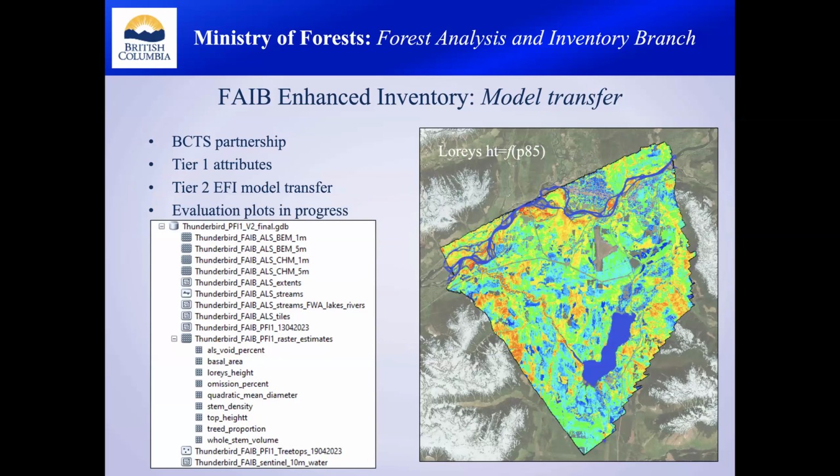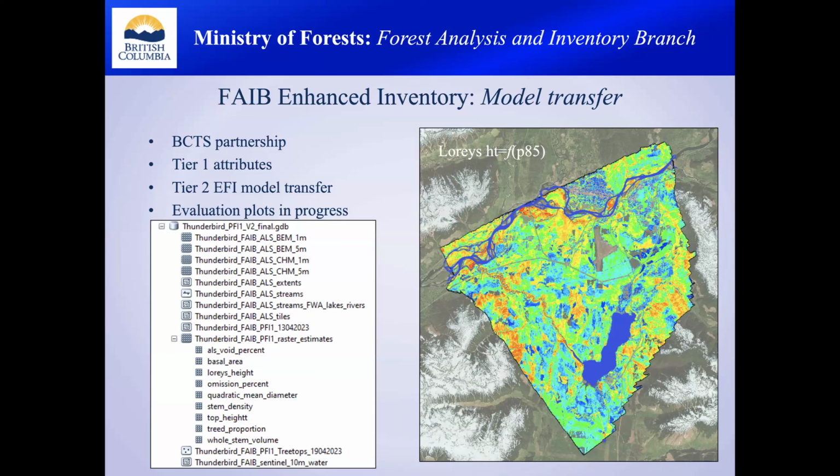We also have some ongoing work with BC Timber Sales. They're really interested in having some of our EFIs for some of their areas. This one in particular is near Terrace, BC. Essentially what we're doing is taking the tier 1 attributes, which are not modeled at all, but the tier 2 ABA attributes in those models developed elsewhere geographically, applied to their data.